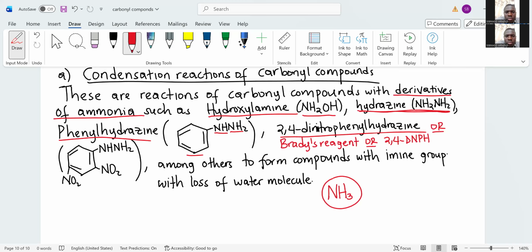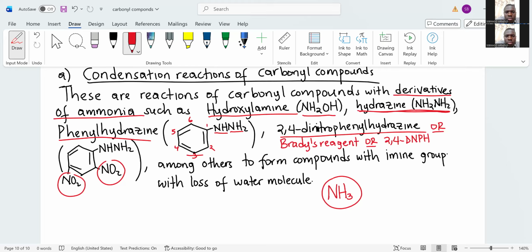Now, after generating phenylhydrazine, on this ring, this is 1, this is 2, this is 3, this is 4, this is 5, this is 6. At 2 and 4, put nitro groups. Thereby, we have 2,4-dinitrophenylhydrazine. I'm not saying that these are the only derivatives of ammonia which react with carbonyl compounds. I have also started by saying ammonia itself reacts with carbonyl compounds.